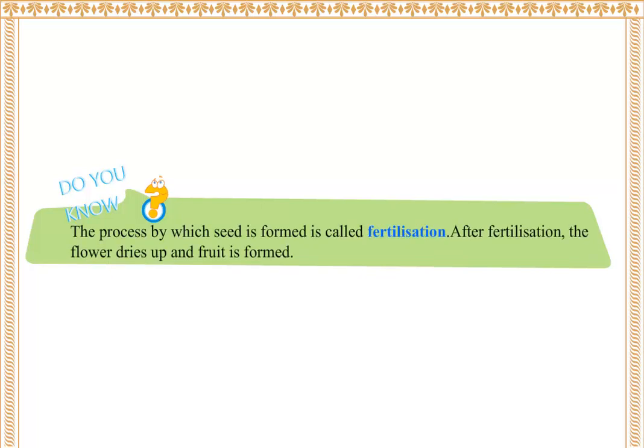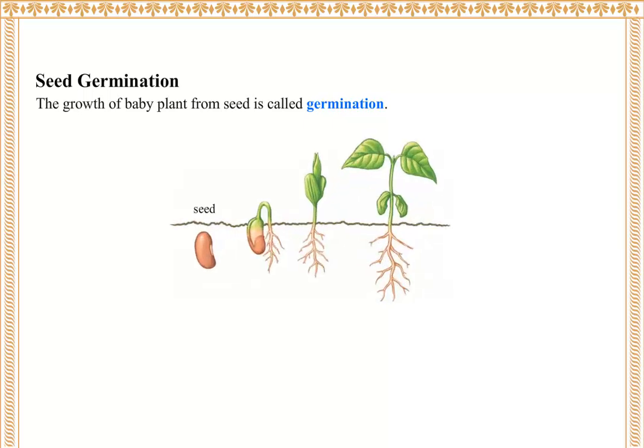Do you know? The process by which seed is formed is called fertilization. After fertilization, the flower dries up and fruit is formed. Seed germination. The growth of baby plant from seed is called germination. Seed, seedling, baby plant, adult plant, germination of seed.